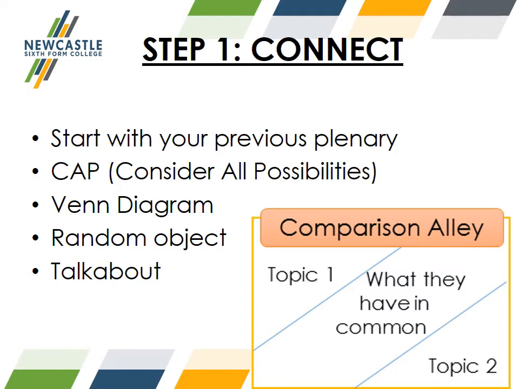And Comparison Alley was similar to the Venn diagram. It just had the last lesson's topic on one side and the other lesson's topic on the other, and what they had in common between the two.